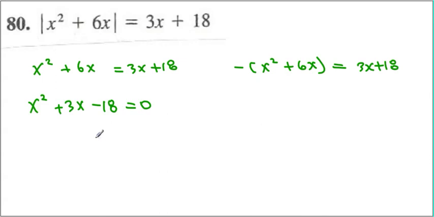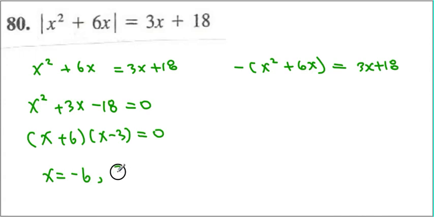Now, can we factor this one? Yes, we can. x plus 6 times x minus 3 equals 0. Then here, x will be equal to negative 6 and then positive 3.